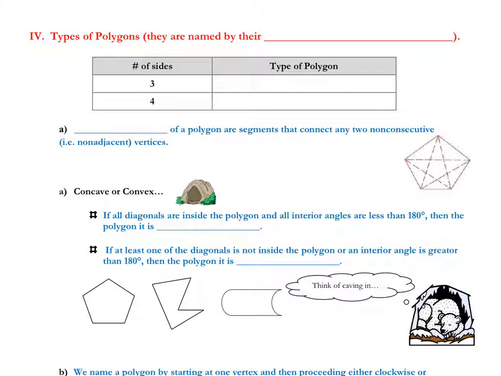Polygons are named by their sides. Okay, and the 2 that we're going to focus on, well, actually, we've already been focusing on a triangle, but the one we're going to add on today is a quadrilateral. Okay, so a 3-sided polygon is a triangle. A 4-sided polygon is a quadrilateral. I was thinking before I was writing.